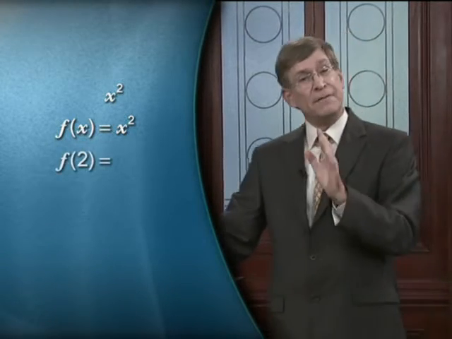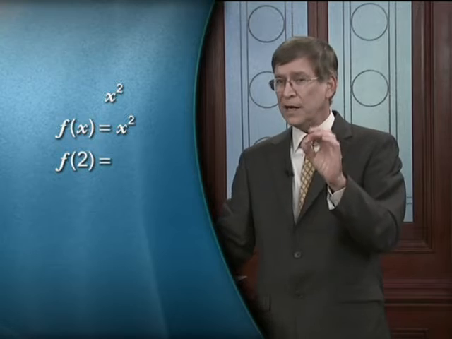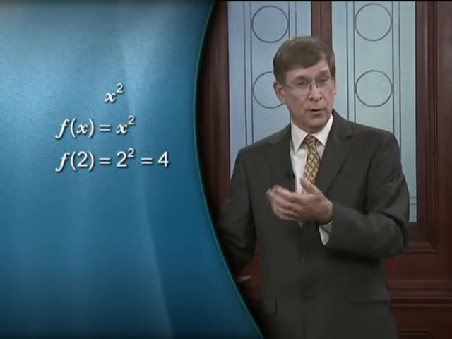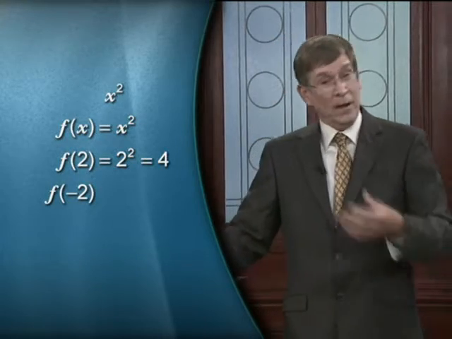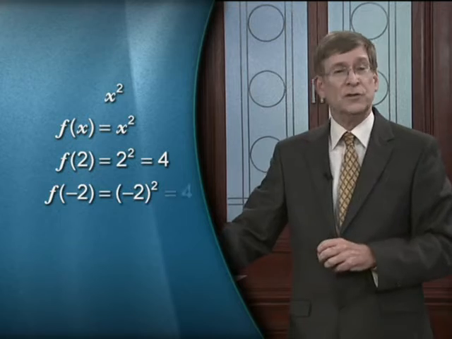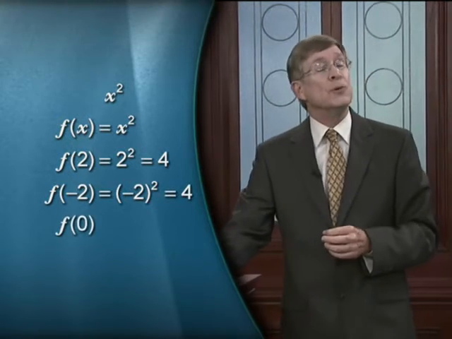For instance, f of 2, that means evaluate the function at 2. 2 squared is 4, so f of 2 is 4. What about minus 2? Well, f of minus 2 is minus 2 squared. Minus times minus is plus, so it's 4 again. How about f of 0?